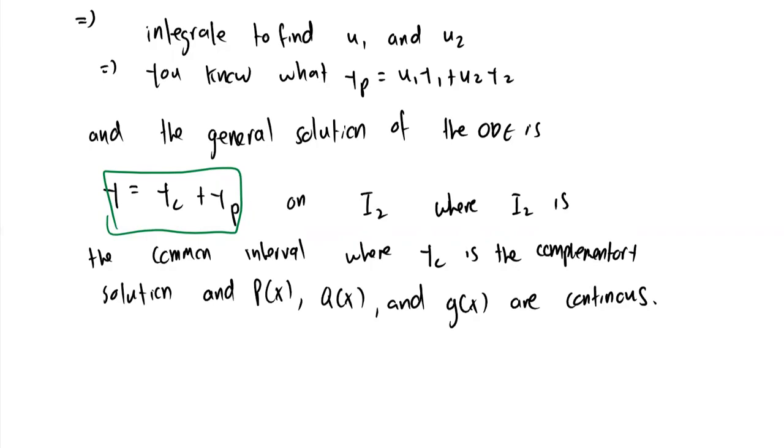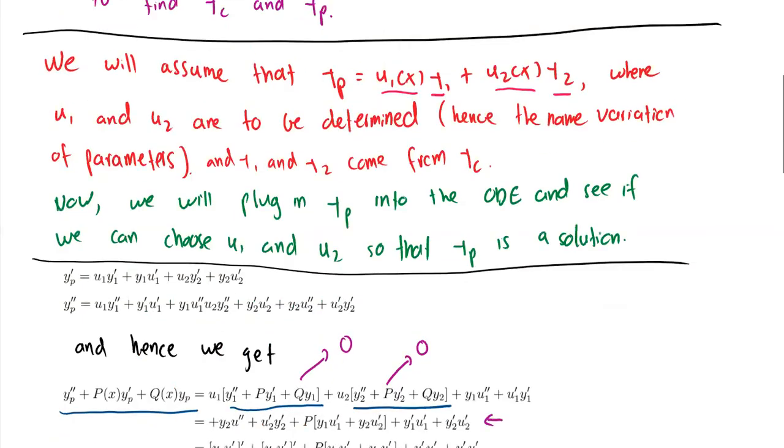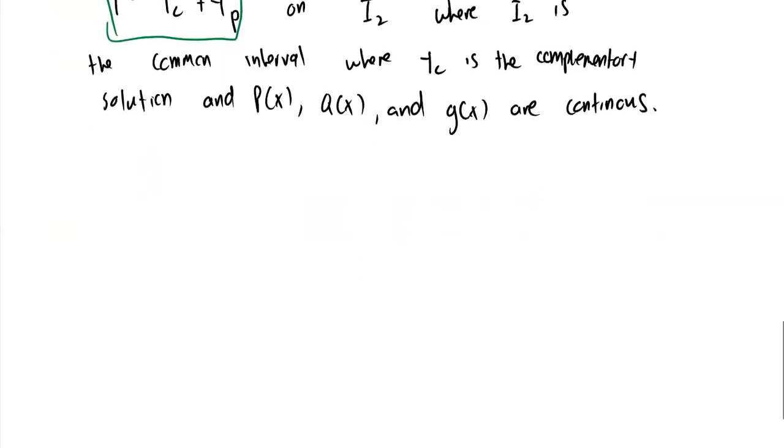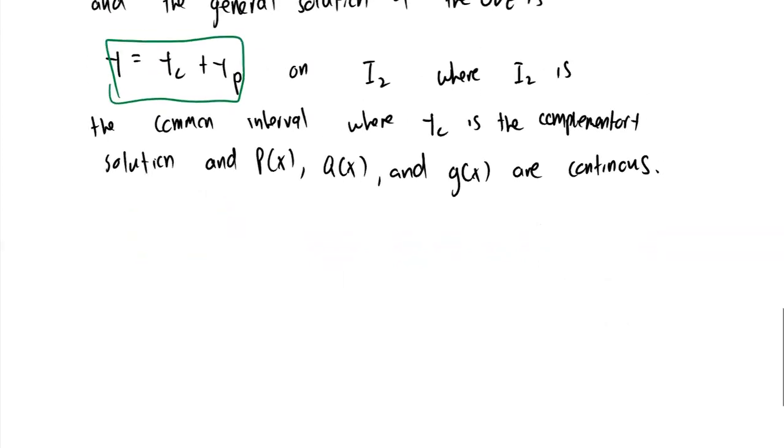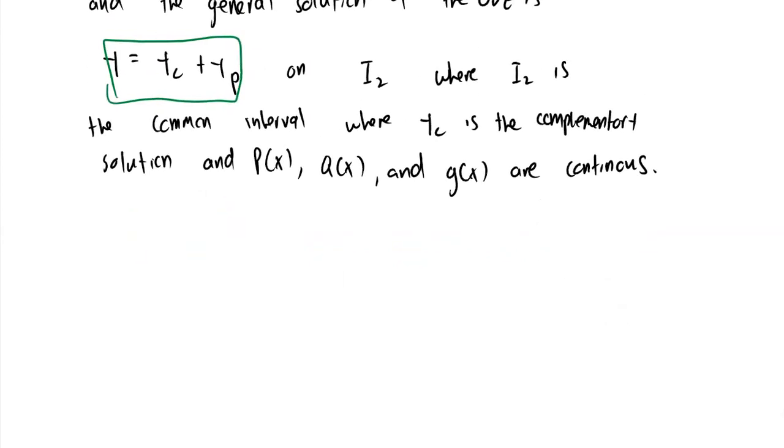In the next video, I'll write this out as a theorem. We went through all the hard work of deriving this, so we don't ever have to do this again. All you have to remember are the assumptions, basically that yc is the complementary solution, P, Q, and G are continuous, and that's all we need. So that's going to come in the next video.